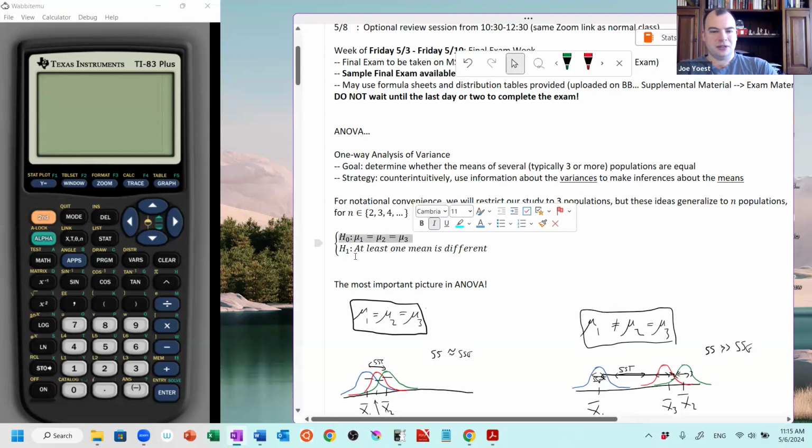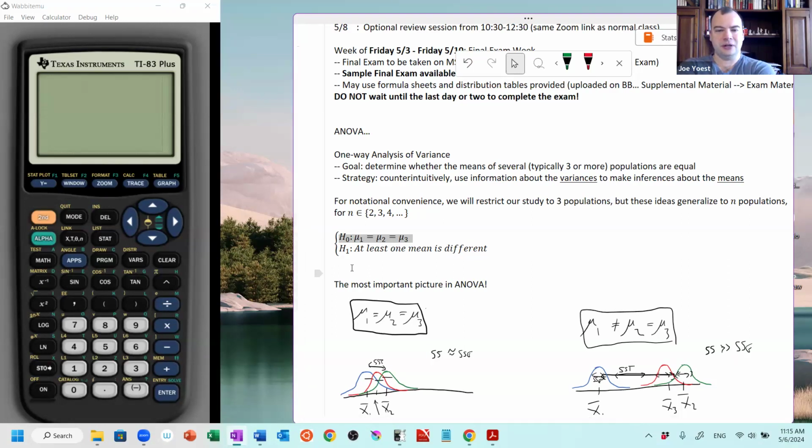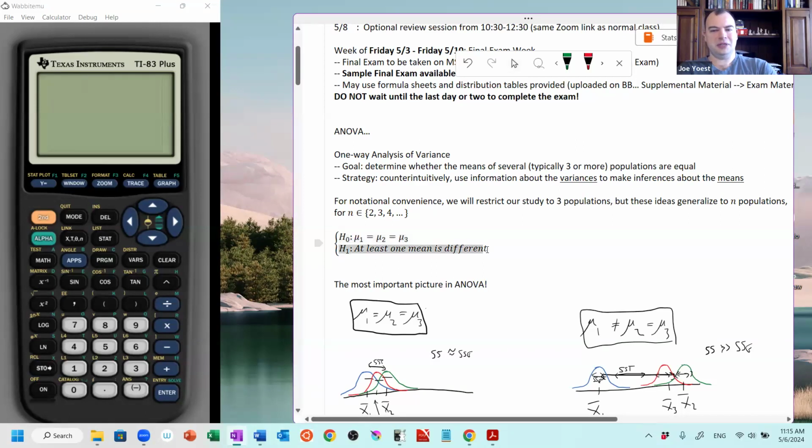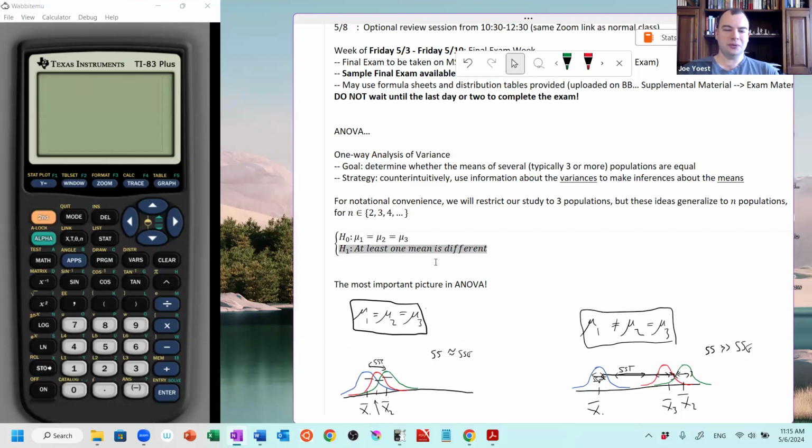So what is our null? Our null is that the 3 means are the same. That the mean from population 1, from 2, and from 3 are all the same number. And the alternative is that at least one of the means is different from at least one of the others. Our alternative could be satisfied if, say, maybe mu1 and mu2 were equal, but mu3 is a different number. Or it could be satisfied if all 3 of them are different numbers, right?